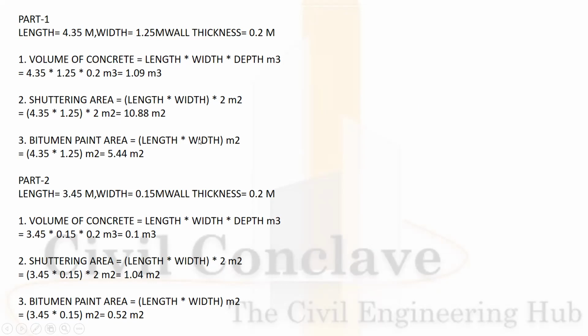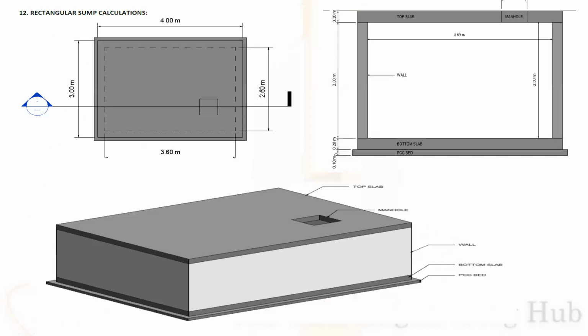Part 2. Length will be 3.45, width will be 0.15, wall thickness will be 0.2 meter. So volume of the concreting will be 0.1 cubic meter. Shuttering area is equal to 1.04 square meter. Bitumen area is equal to 0.52.